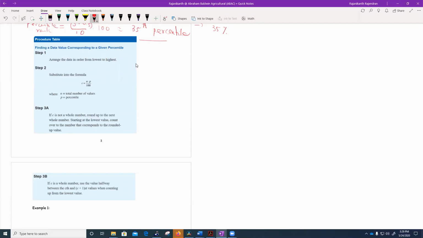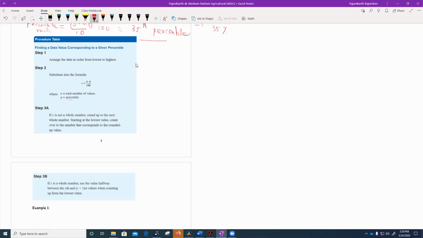Now, you need to find one quantity, one number, which is denoted by little c. Little c is nothing but n times p over 100. What is little n here? The total number of data values. What is p here? p is the given percentile rank, so this will be given in the problem. Simply plugging those two values, find the c.